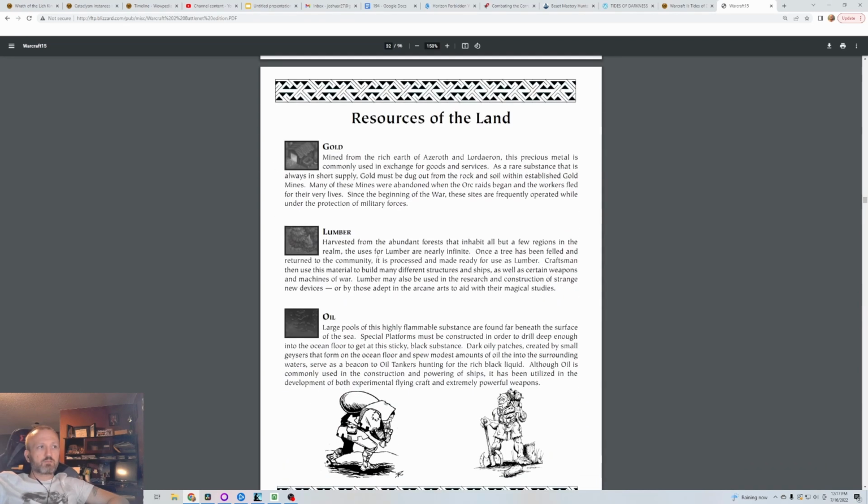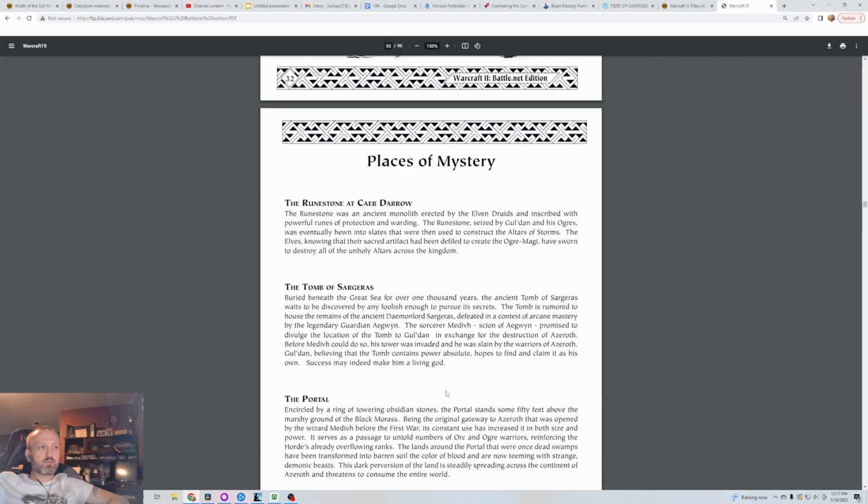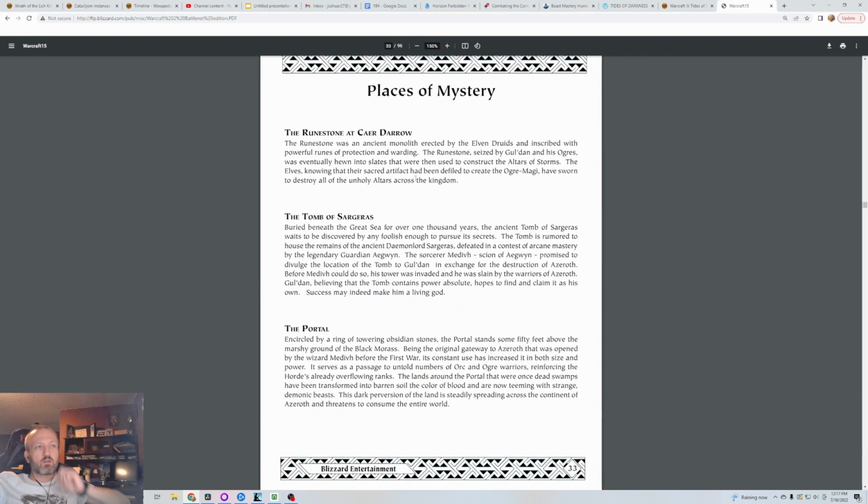Okay, there's still gold mines, lumber, and now there are oil patches. You've got your peasants and your peons still working it, and at sea you have different things. There's the runestone at Cair Daro. We'll deal with that.